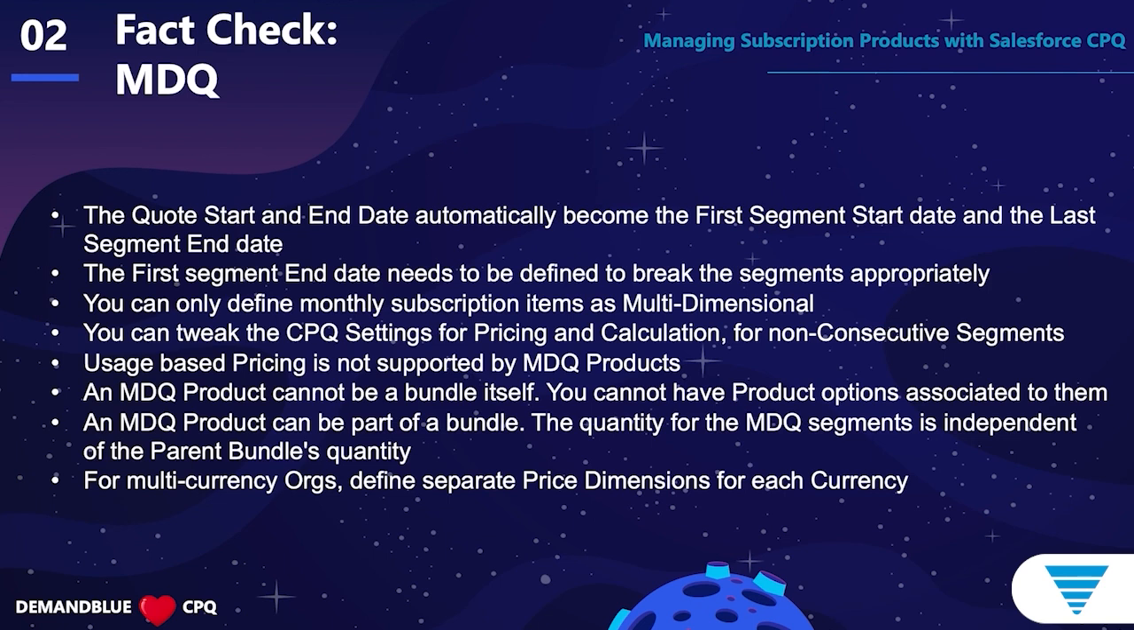However, an MDQ product can be part of the bundle, even though the quantity of the MDQ segments is independent of the parent bundle's quantity. For multi-currency orgs, you need to have separate pricing dimensions for each currency defined.